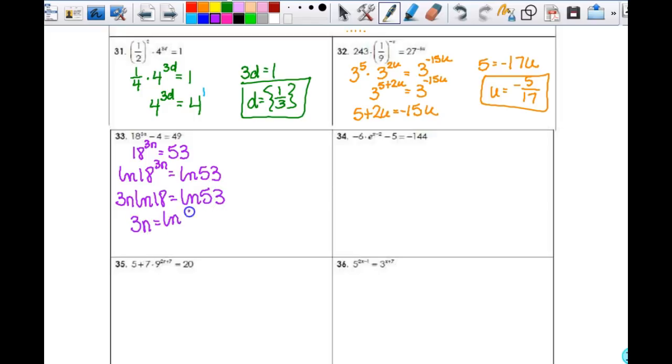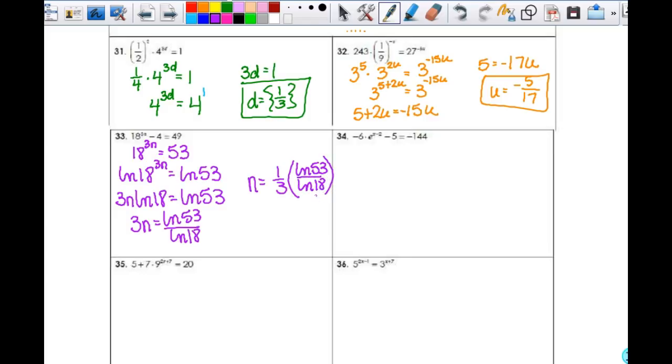3n equals the natural log of 53 over the natural log of 18. So then that means that n equals, so I can divide all this by 3, but that's the same as multiplying by 1/3, so I think that's a little bit better. And I get the natural log of 53 over the natural log of 18.